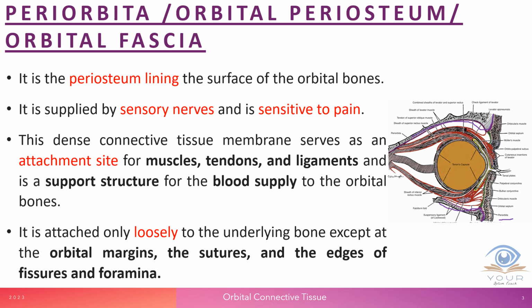This dense connective tissue membrane serves as an attachment site for muscles, tendons, ligaments and is a support structure for the blood supply to the orbital bones. It is attached only loosely to the underlying bone except at the orbital margin, the sutures and the edges of foramina and fissures.